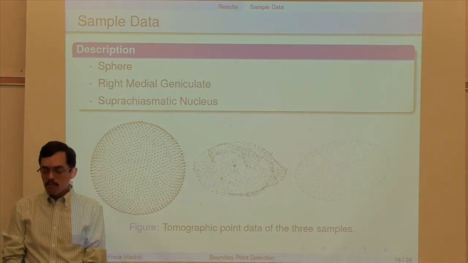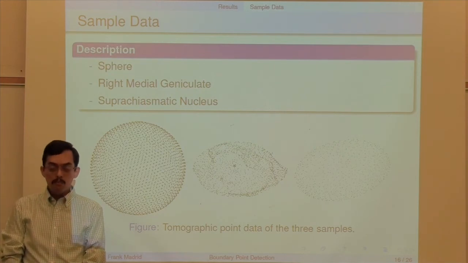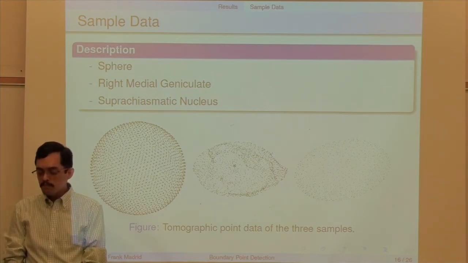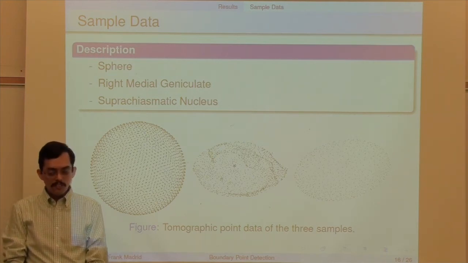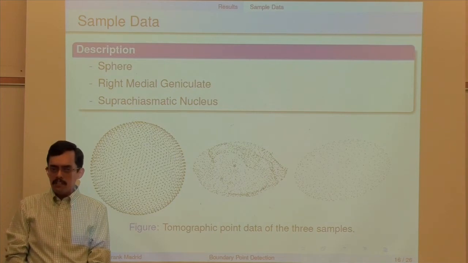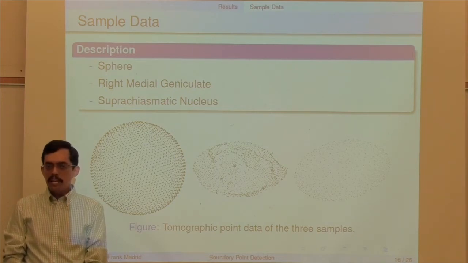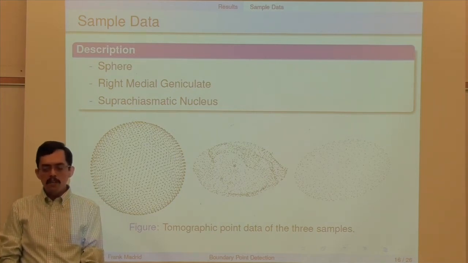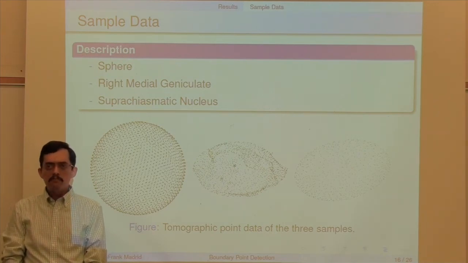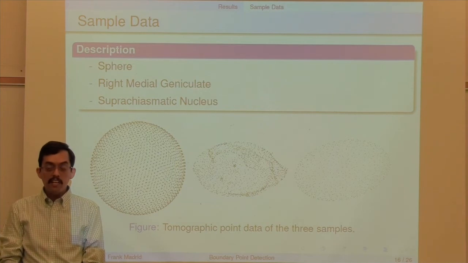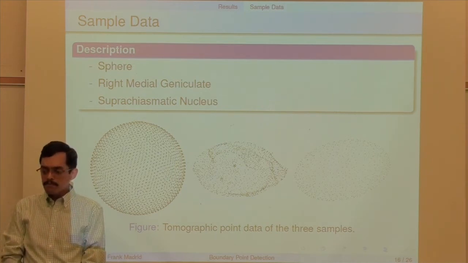Within our project, we consider tomographic data of a region surrounding three objects: a sphere, a right medial geniculate, and a suprachiasmatic nucleus. The sphere was generated by uniformly sampling the surface points of the sphere, while the geniculate and the nucleus were obtained from the Japanese Database Center for Life Sciences, suggested by Dr. Derek Kane.